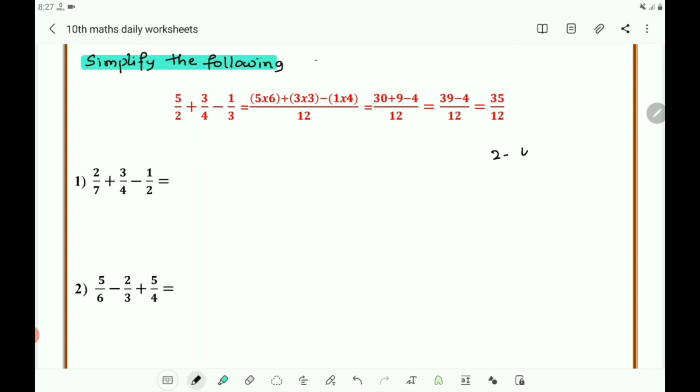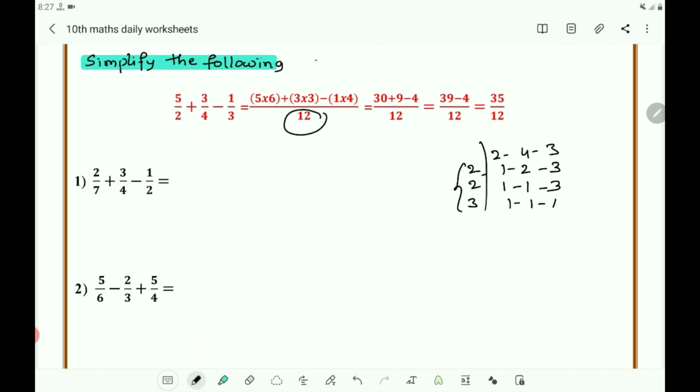LCM of 2, 4, 3. We should divide by 2. 2 1s are 2, 2 2s are 4. Write this 3 as it is. Again you take 2, 2 1s are 2, write this 3. Then 3, 1, 1 you will get. The product of these: 2 2s are 4, 4 3s are 12. So what is the LCM?